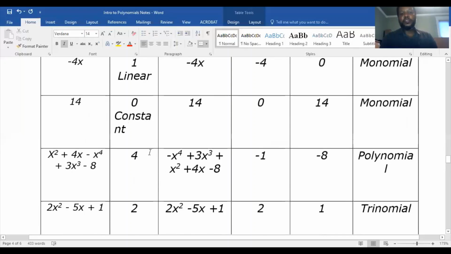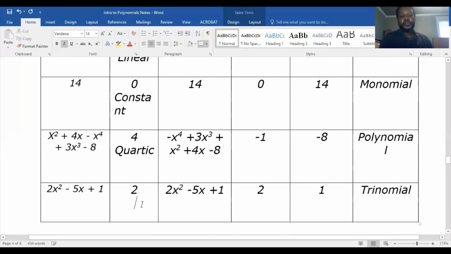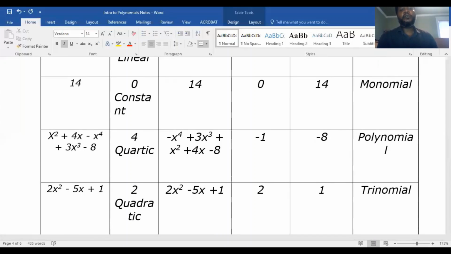When a degree is 4, it's called a quartic. I hate that word. Quartic. So we have a quartic polynomial. And then the last one, the degree is 2. When a degree is 2, we call it a quadratic, which is what we're going to be working with next week.